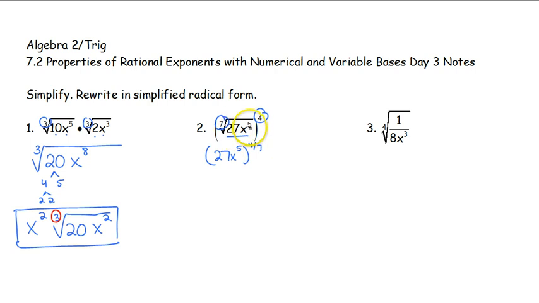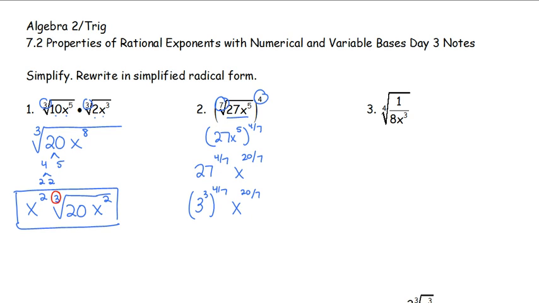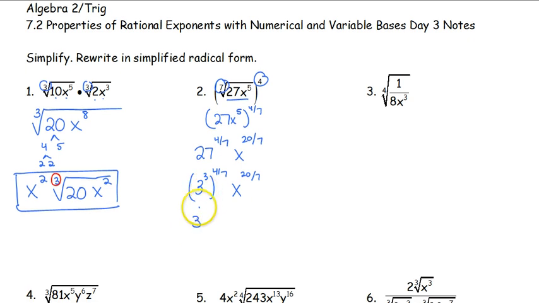You also could have done to the 5/7, which is okay. You would just have to be careful that you're not raising the 27 to the 5th power, because we see that that 5 is only going with the x. So when we go ahead and distribute this, that's 27 to the 4/7 and x to the 20/7. I'm going to rewrite 27 as 3 cubed raised to the 4/7. X to the 20/7, we'll deal with that in a little bit. And that becomes 3 to the 12/7.